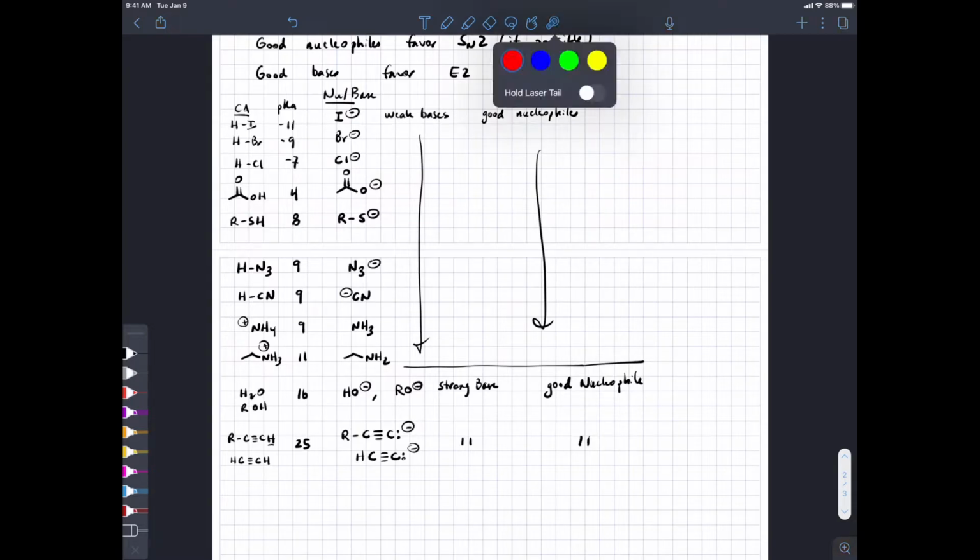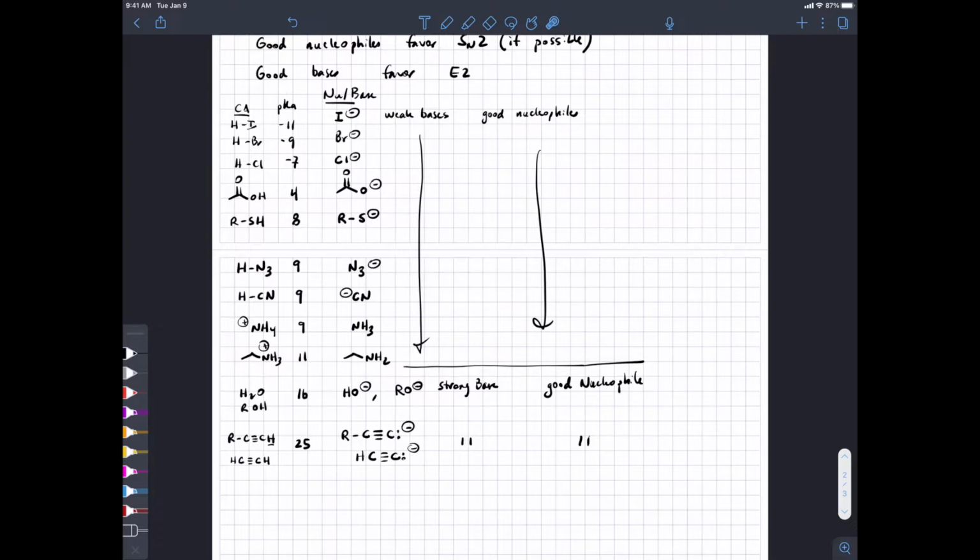Yeah. In reality, iodide is a great nucleophile, and so is the thiol, even though they're not this far down on the list, and it has to do with their size and something called polarizability, but that won't be important. As long as you remember it's on the list, that's good enough.